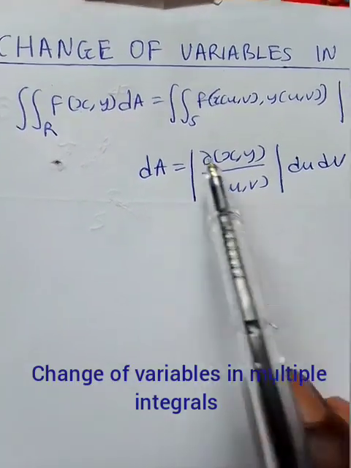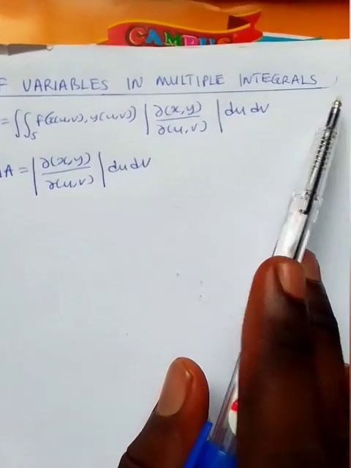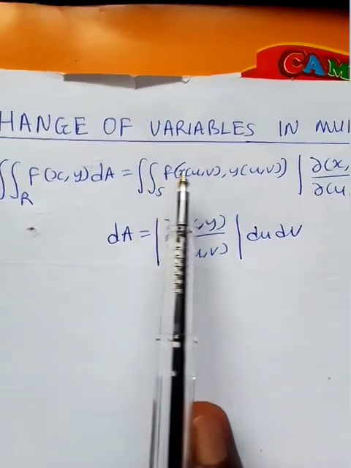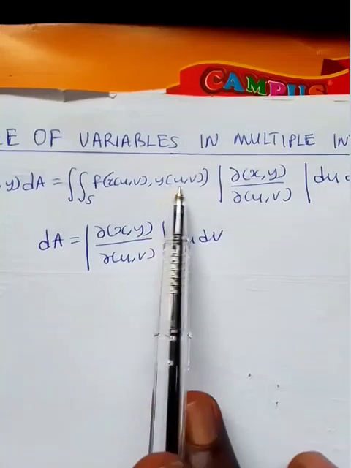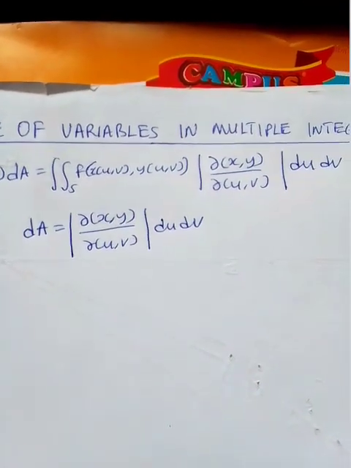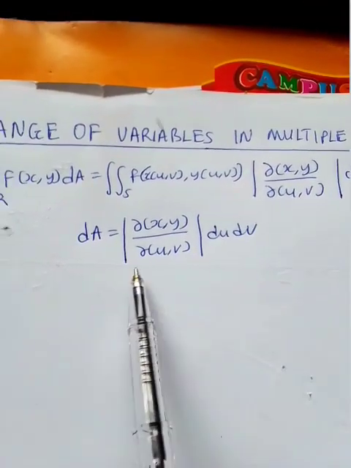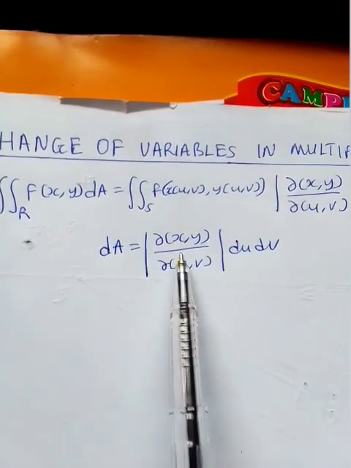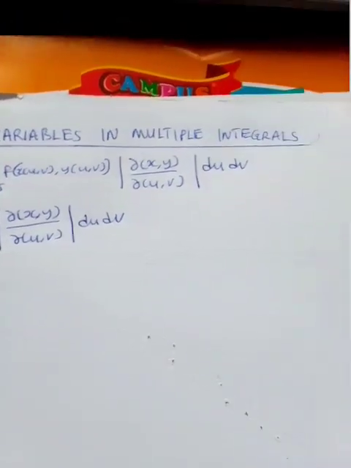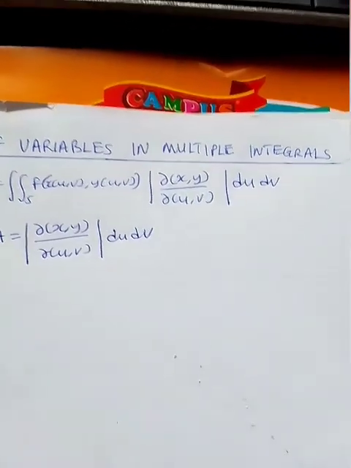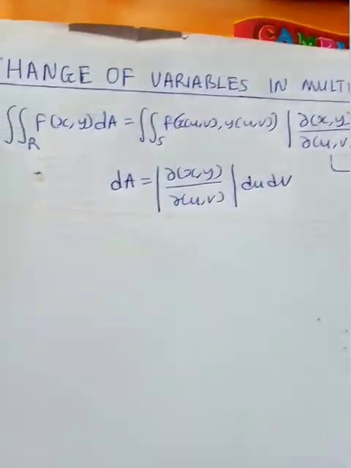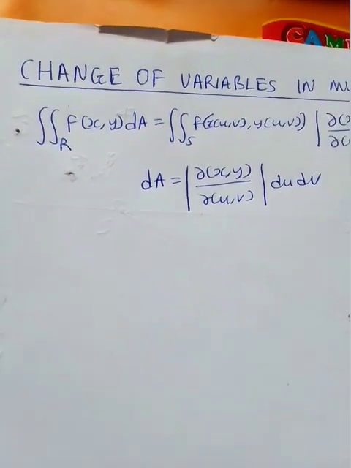Today's video we'll look at change of variables in multiple integrals. This theorem says that we change from an integral in x and y to an integral in u and v by expressing x and y in terms of u and v and writing the dA, which is simply the Jacobian of transformation multiplied by du dv. So this whole thing is the dA. So we take an example on it.